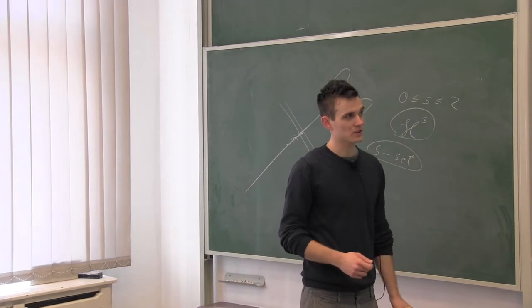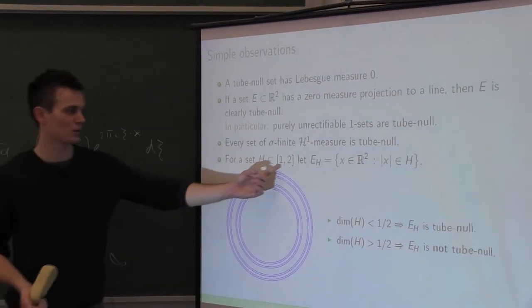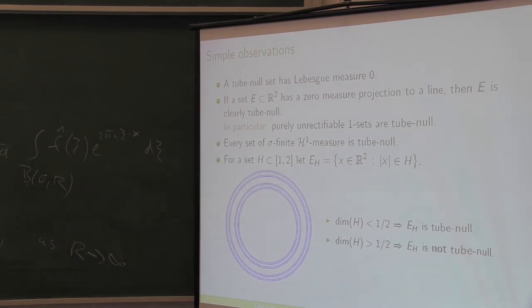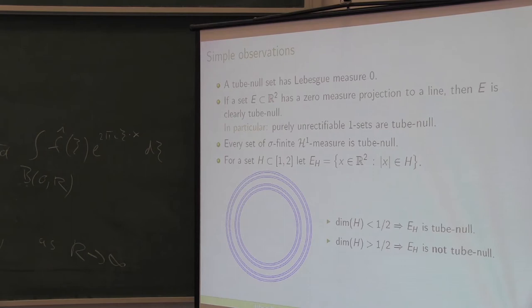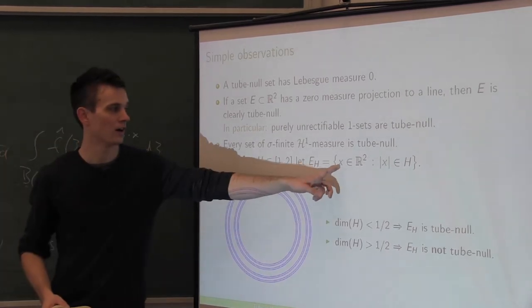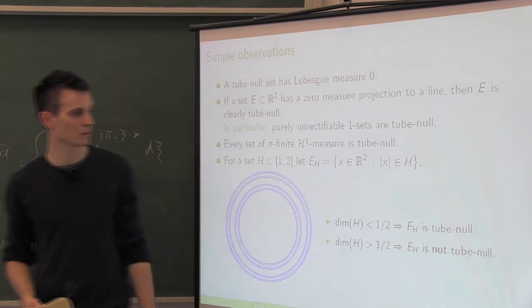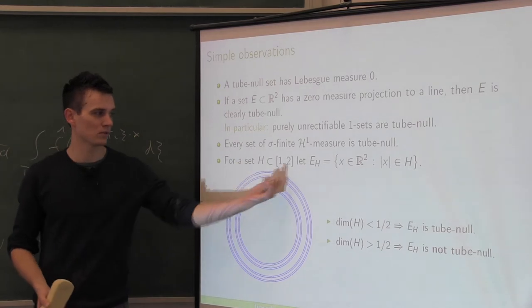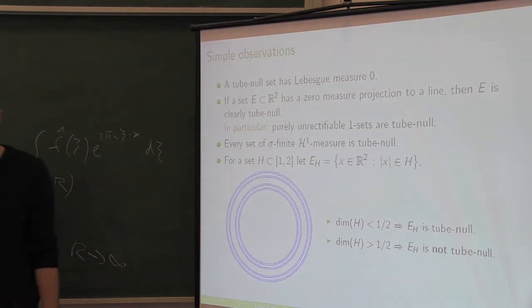Now, here's another example of sets that are Tube-null and not Tube-null. Basically we have a set H, say in the interval [1, 2], and this will be the set of radii. Then we consider a fixed origin, and circles around this fixed origin with radius inside this set H, and the union of all these circles will be denoted by E_H. And it turns out that whether this is Tube-null or not depends on the Hausdorff dimension of the set of radii. If the Hausdorff dimension is less than 1/2, then it's Tube-null. If it's larger than 1/2, then it's not Tube-null.